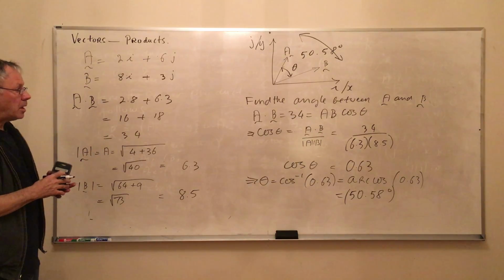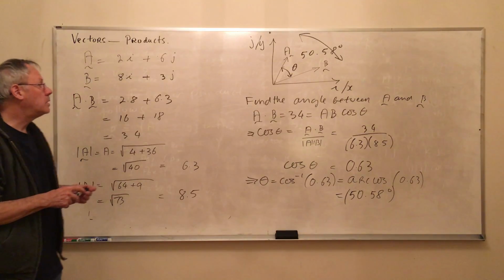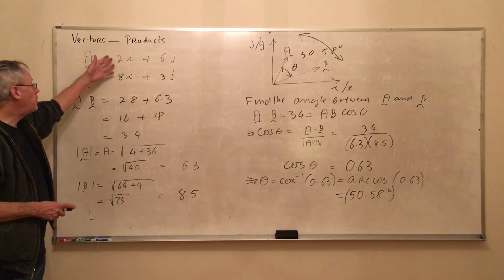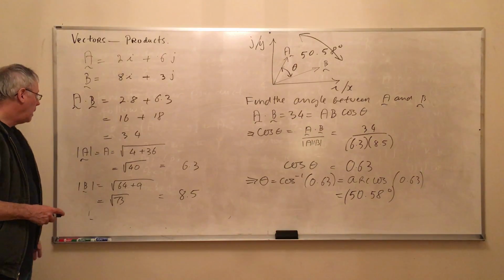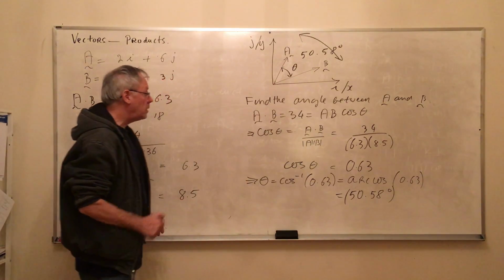There's more to the scalar product, but for this course that's all you need. In fact, for most things that's all you need. You need to know how to work it out: just multiply the components and add them up. And you need to be able to find the angle between the two vectors. It's useful to be able to do that.